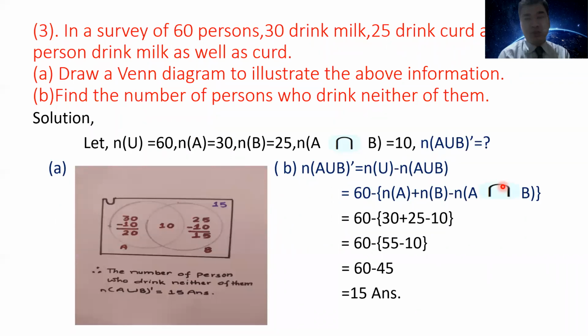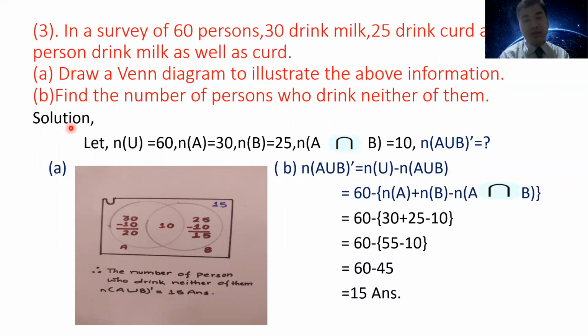Now see here, this is a word problem related to cardinal number. Look, in the question you can read: in a survey of 60, this total is denoted by the universal set, 60 total persons, 30 drink milk, 25 drink curd, and 10 persons drink milk as well as curd. Draw a Venn diagram to illustrate the above information. Okay, find the number of persons who drink neither of them.